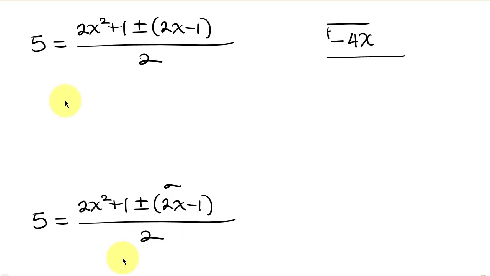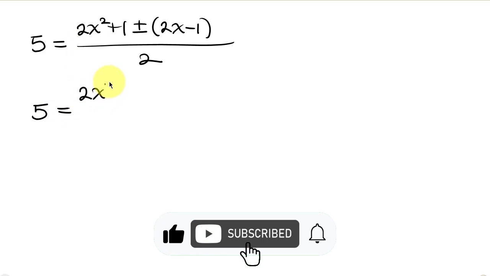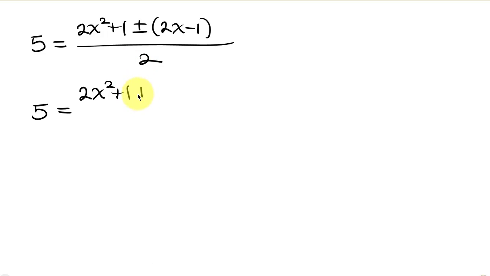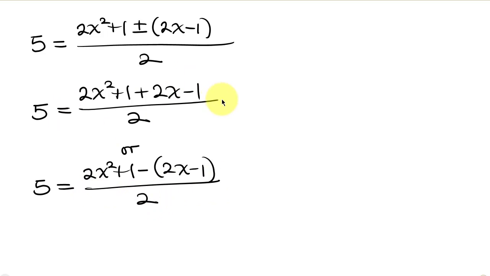Very good. So now let's split this into two cases. So we have 5 to be equal to 2x squared plus 1, go with the plus, 2x minus 1 all over 2. Or the other one, we have 5 to be equal to 2x squared plus 1. Now this time go with the minus, 2x minus 1 all over 2. Very good. So this is our case 1 and this is our case 2. So let's solve these cases one after the other.